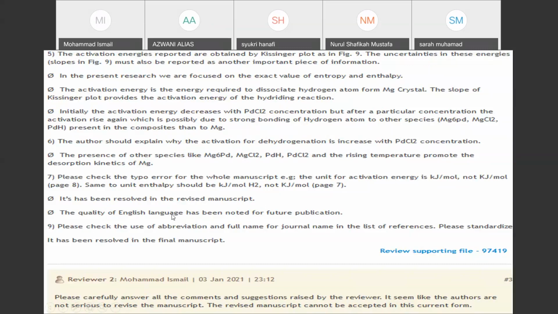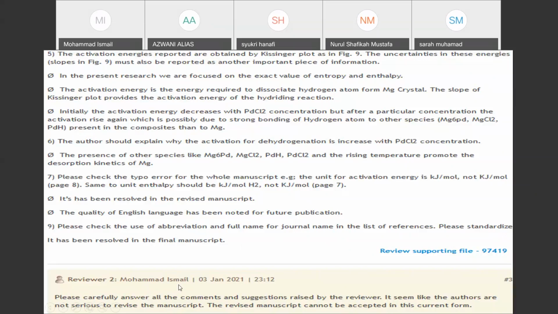Okay, the reviewer said the quality of the English language is not good enough for future publication. Why for the future publication? We're talking about the current publication, not future publication. The last comment from the reviewer: please check the use of abbreviation and full name for journal names in the list of references. Please standardize. The answer: it has been resolved in the final manuscript. That's why I told you that the author's answer is very rude. Okay, please avoid such answers.